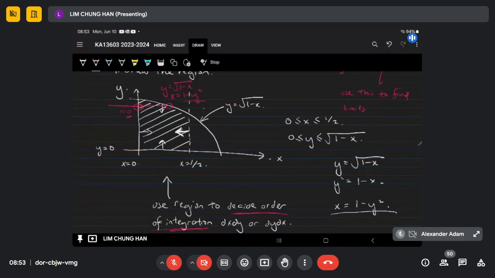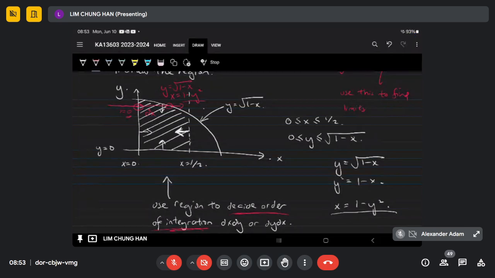So basically this curve is y equals square root of 1 minus x. But if you're using it for the x limits, then obviously you have to convert it to x. So when it's x, it's actually x equals 1 minus y squared. So far, no problem, right? We got the limits right.